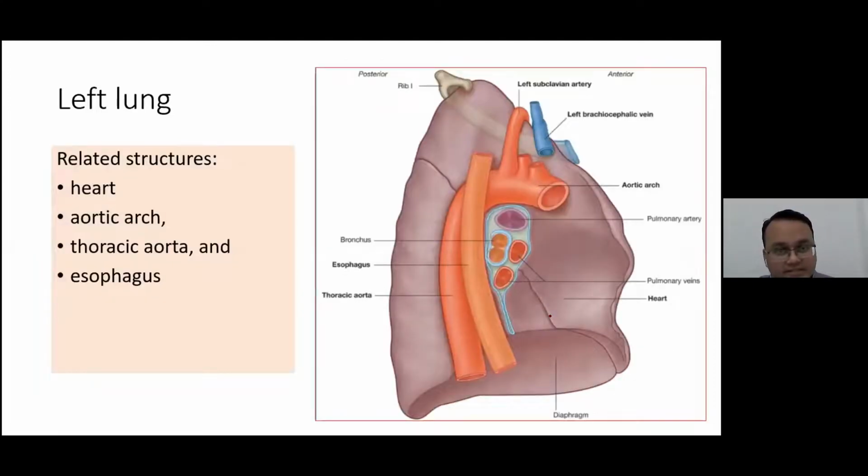What are the structures closely related to the mediastinal aspect of the left lung? Of course, the heart, isn't it? We have the heart on the left side, more protruding to the left side. Then we have the aortic arch, then the thoracic aorta or the descending aorta, and the esophagus itself. All of these will give impressions, the heart impression over here, and other structures over there.